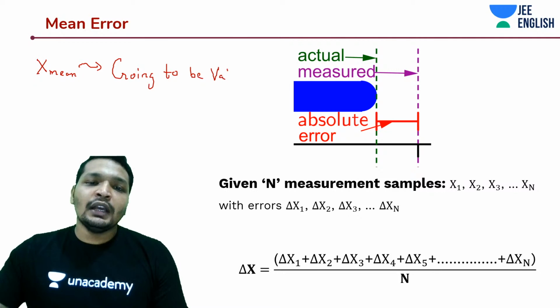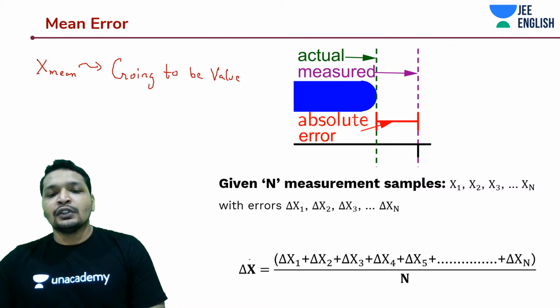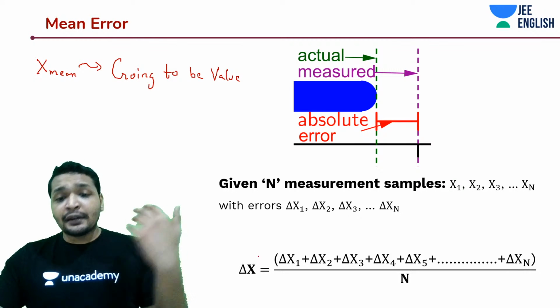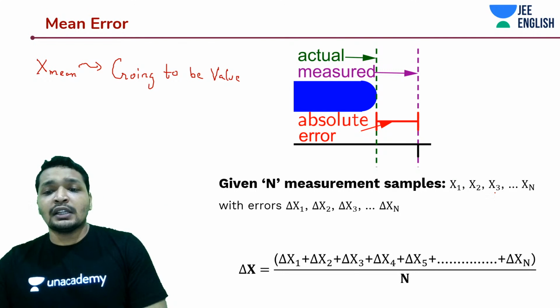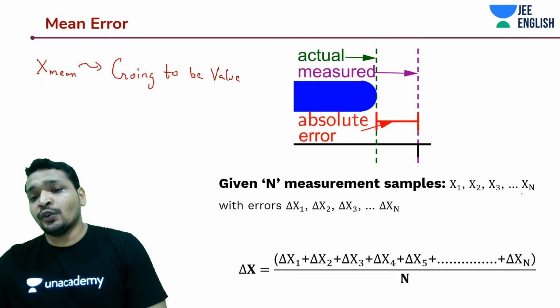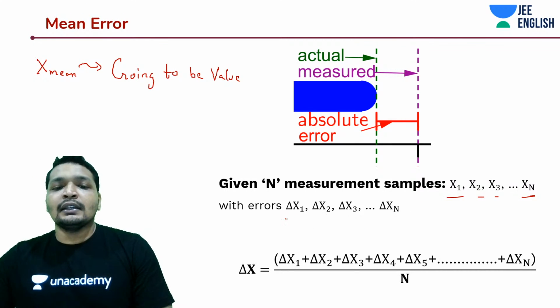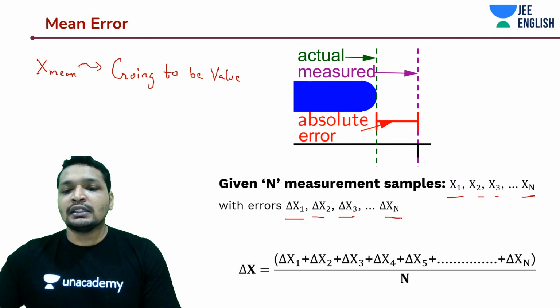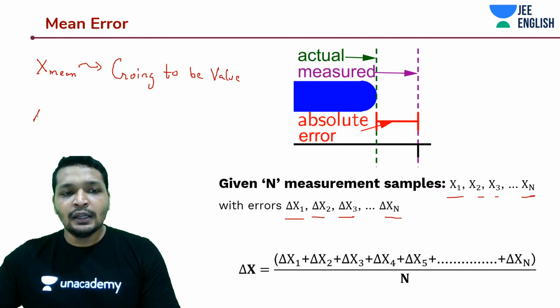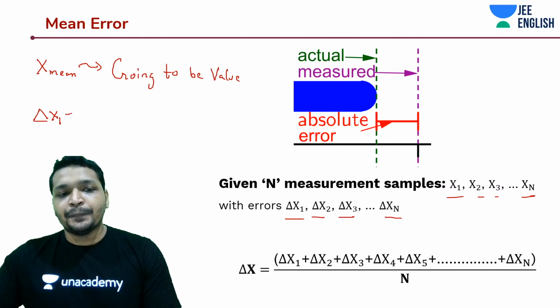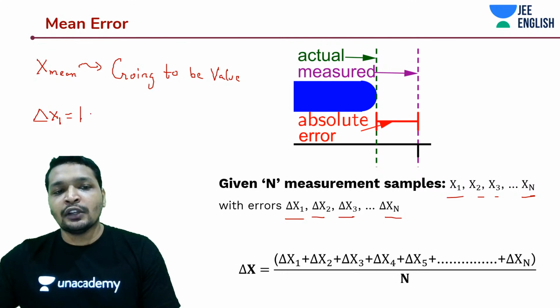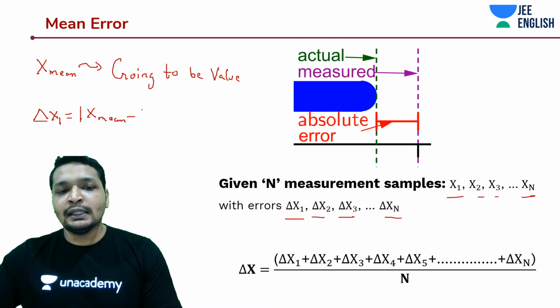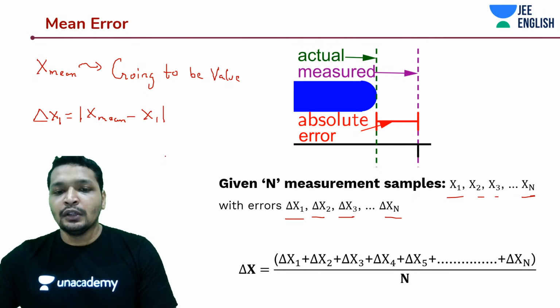There would also be a mean error. So if I have n readings, x1, x2, x3, x4, and so on till xn, I will also get errors from the actual value. This is going to be delta x1, delta x2, delta x3. How did we calculate this? I hope you remember. Delta x1 is equal to, similarly you can do this for everything, right? X mean minus mod of.